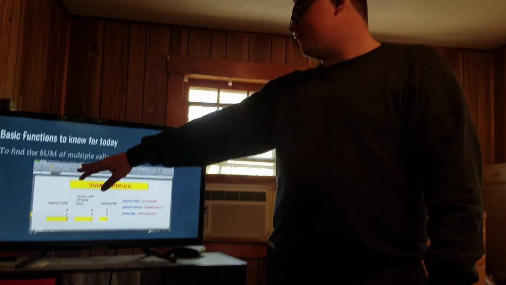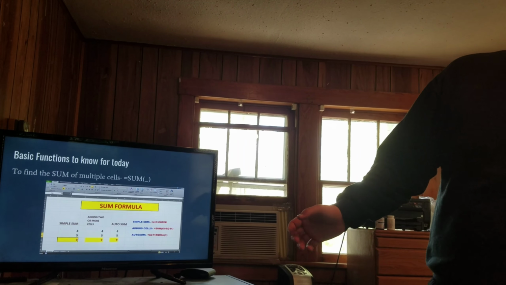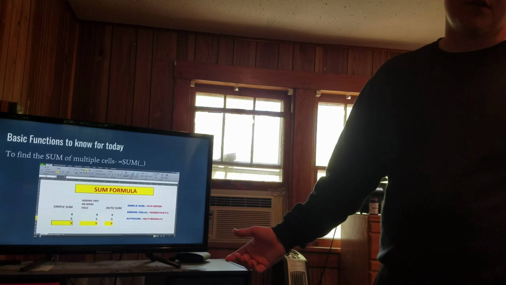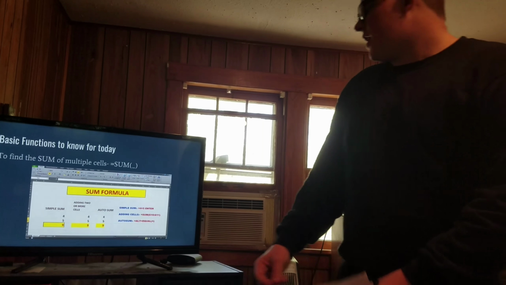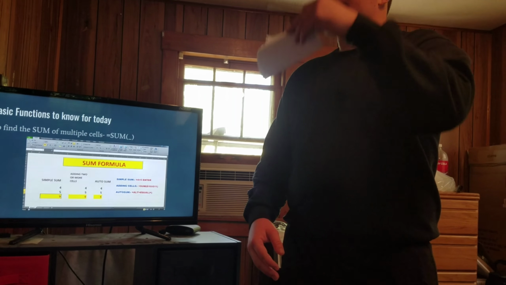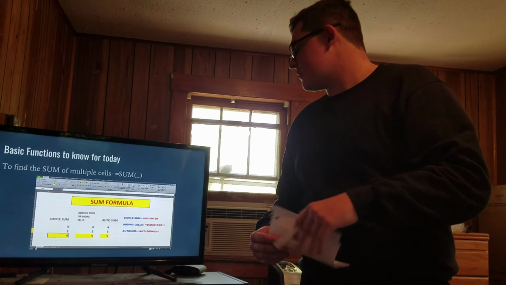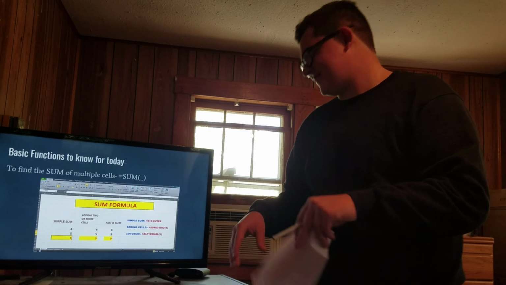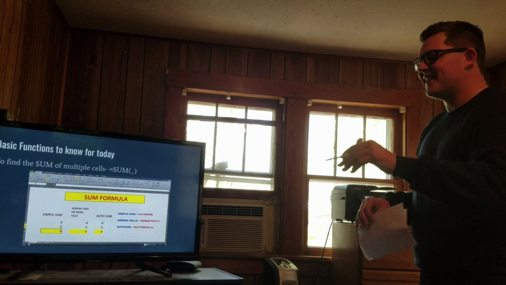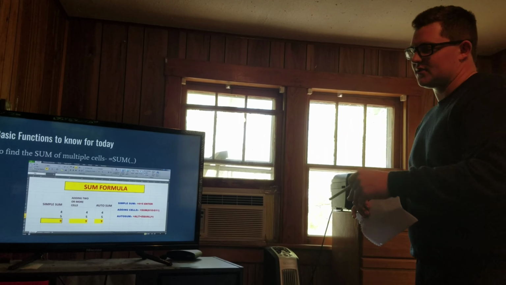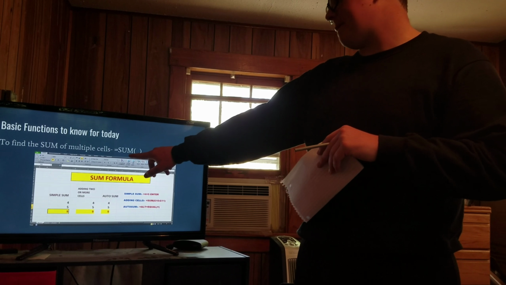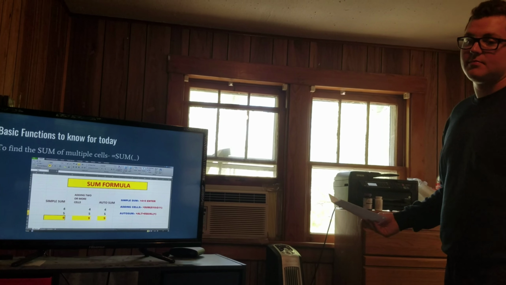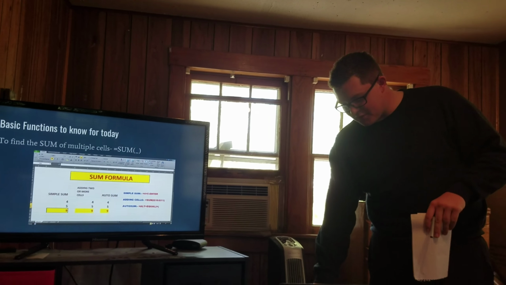So to find the sum of multiple cells, there are three different ways. Obviously you can put in the numbers, which we don't really want to do because that will just take forever. And then to add cells, you're going to hit equals sum. And then you can just highlight the boxes that you want it to add. And that's about all you have to do.